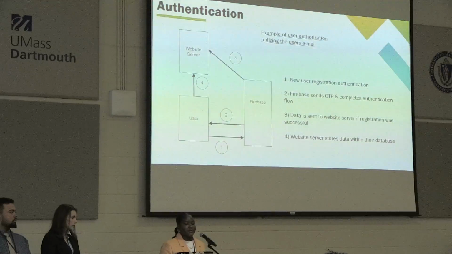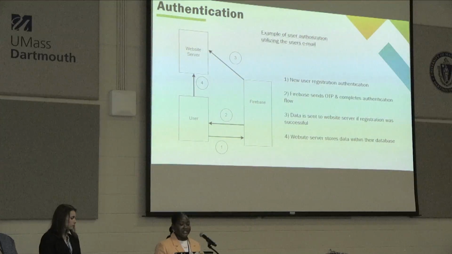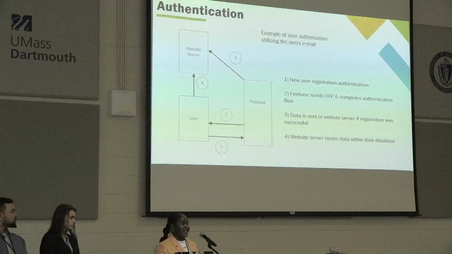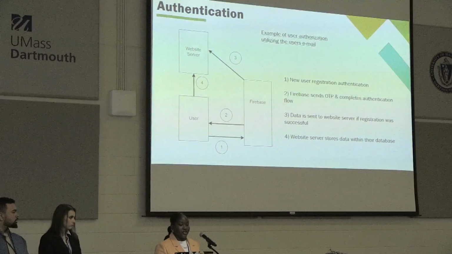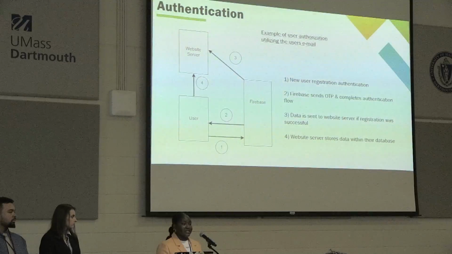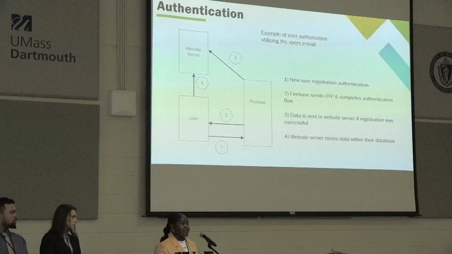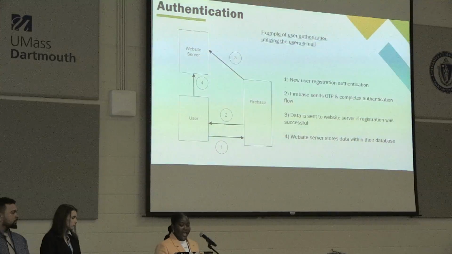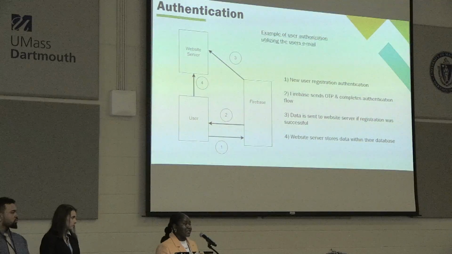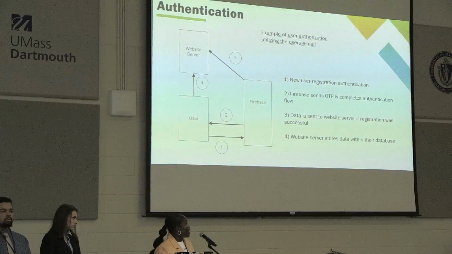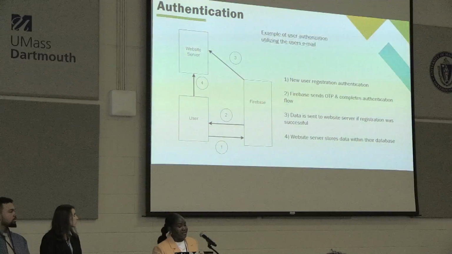So just kind of explaining what I mentioned in the previous slide, this is an example of user authorization using signing up with their email and password. So a user enters their information and Firebase sends a one-time password to the email address that they use to register. And once the authentication flow is completed and registration is successful, the data is sent to a website server, and the website server stores the data within their database.